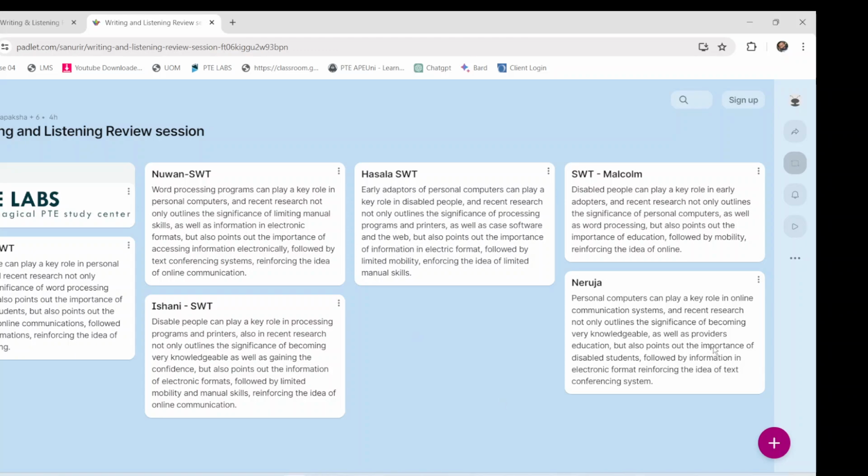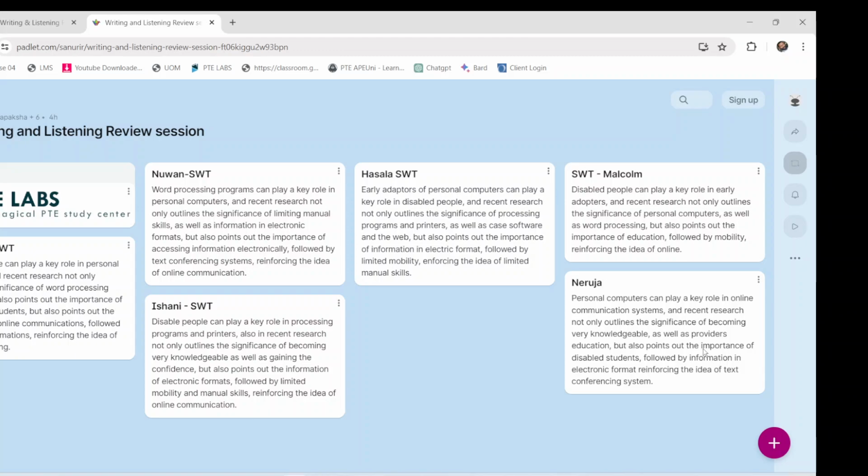All right. Next, Susmita. Disabled people can play a key role in personal computers, and recent research not only outlines the significance of word processing programs, but also points out the importance of independent students. Again, but also. What happened, Susmita? Importance of independent students, and then followed by printed information.